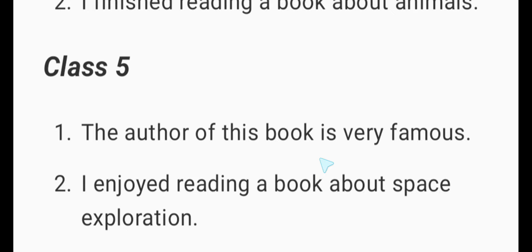Class 5. The author of this book is very famous. I enjoyed reading a book about space exploration.